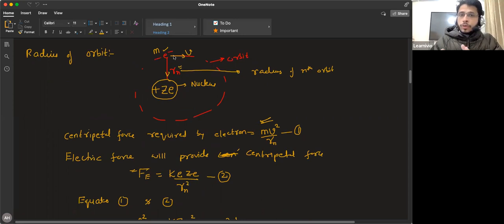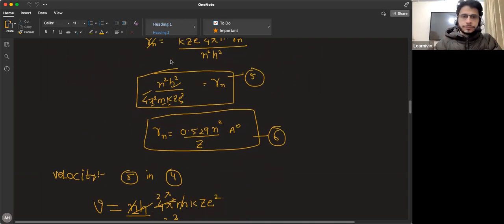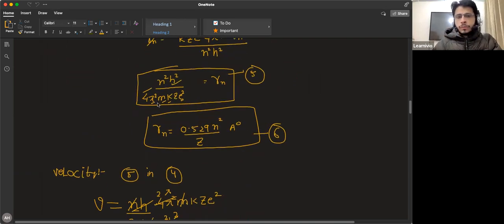The name of the orbit was shell. In a shell, the electron revolves with a fixed energy, meaning the electron neither gains nor loses energy when it is revolving in a shell. In chemistry you call this shell an orbit. Using the basic Bohr theory, we calculated the radius of orbit. The radius of orbit is n square h square by 4 pi square m k z e square, where n is the number of the orbit or shell: K, L, M, N.